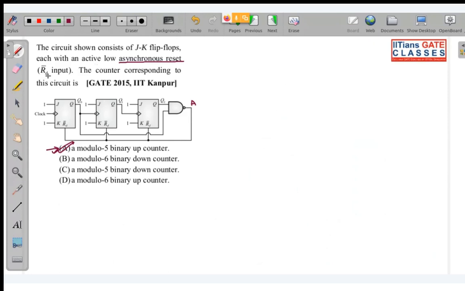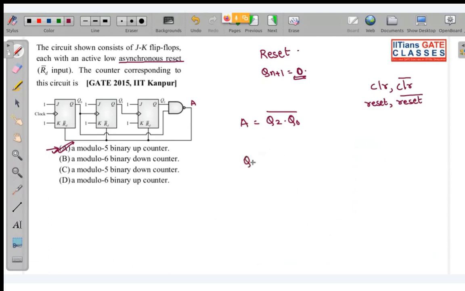See over here, this is written RD complement. What is reset? Reset means basically Qn plus 1 goes to 0. So wherever you have clear bar, I can even write this as reset bar. Now if you see, A is equal to (Q2 dot Q naught) whole complement. So this is your up counter. In an up counter, this will become 0 when Q2 and Q naught are both equal to 1.